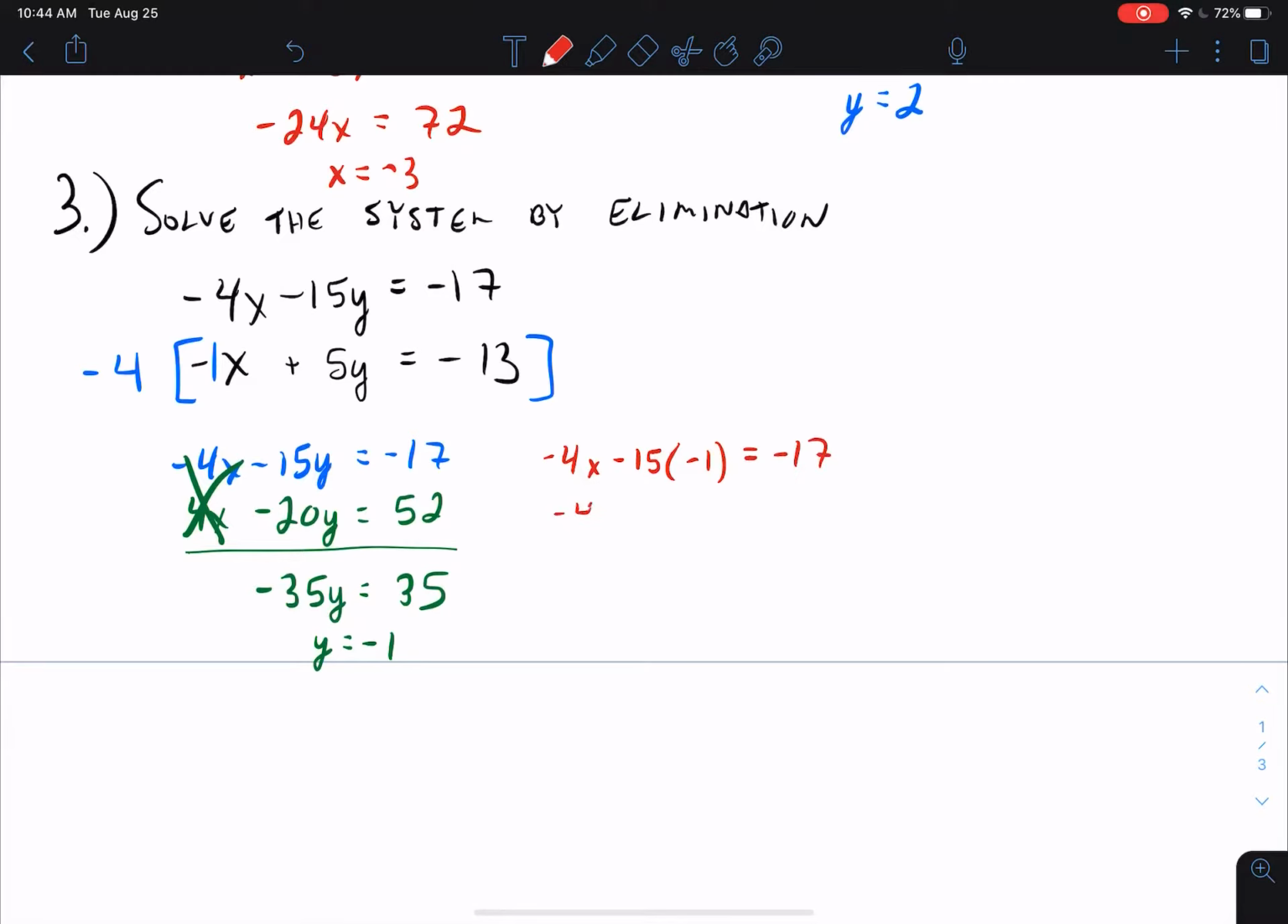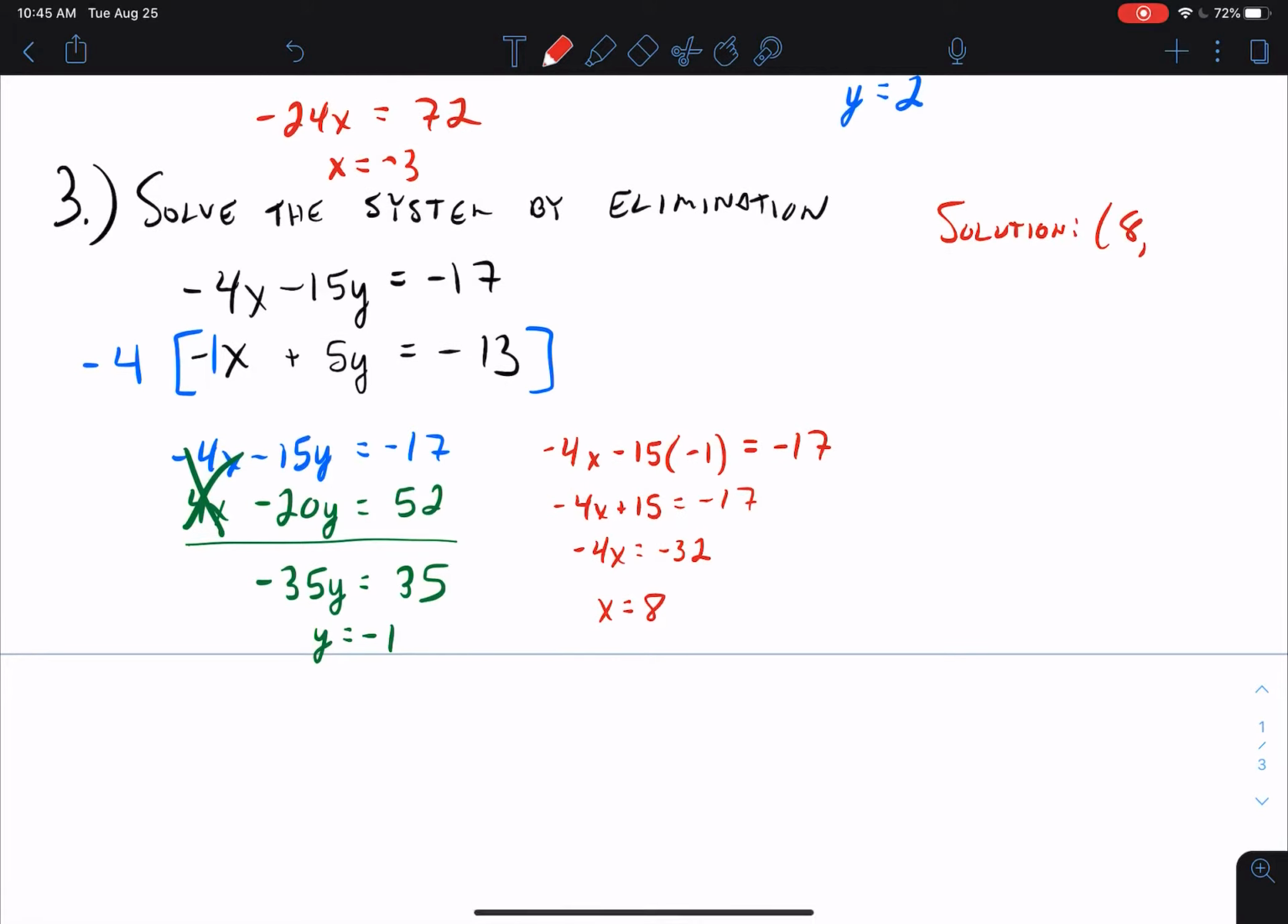And I'm going to solve this for x. So I get -4x equals -32. If I divide both sides by -4, I should get x to be 8. So the solution here should be 8, -1, because the x comes first.